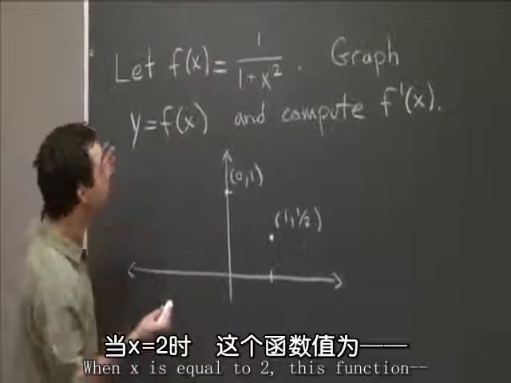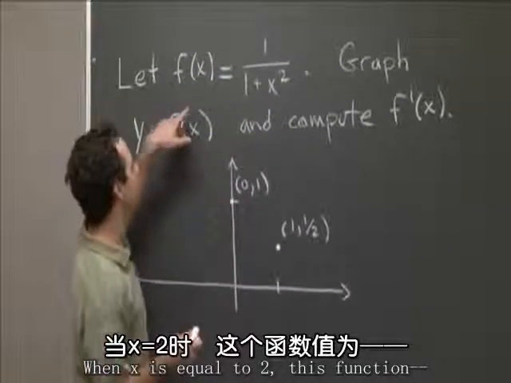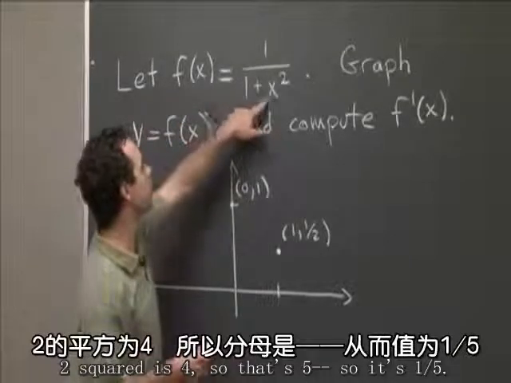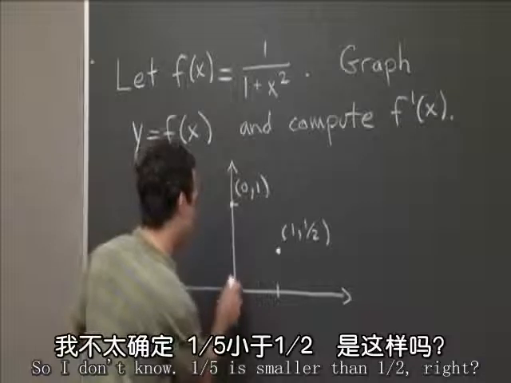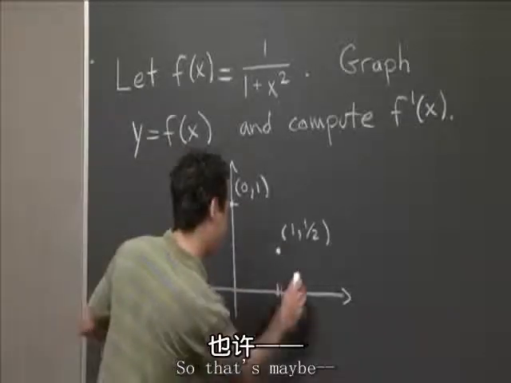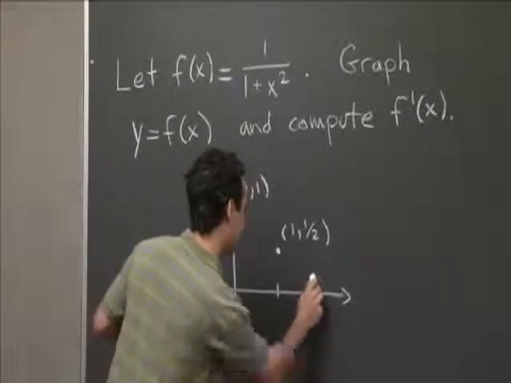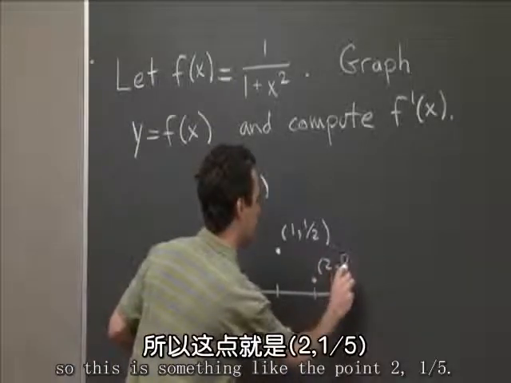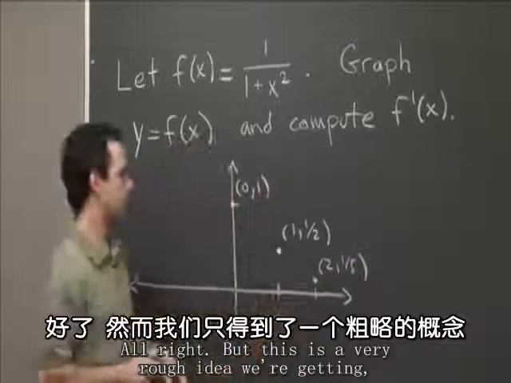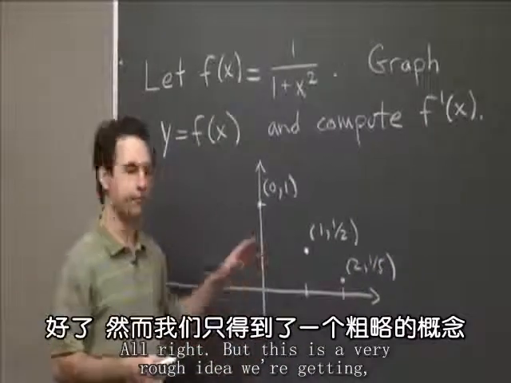And, OK, we could do one more. When x is equal to 2, 2 squared is 4, so that's 5, so it's a fifth. A fifth is smaller than 1/2, right? So that's maybe down here. So this is something like the point 2, 1/5. All right, but this is a very rough idea we're getting.